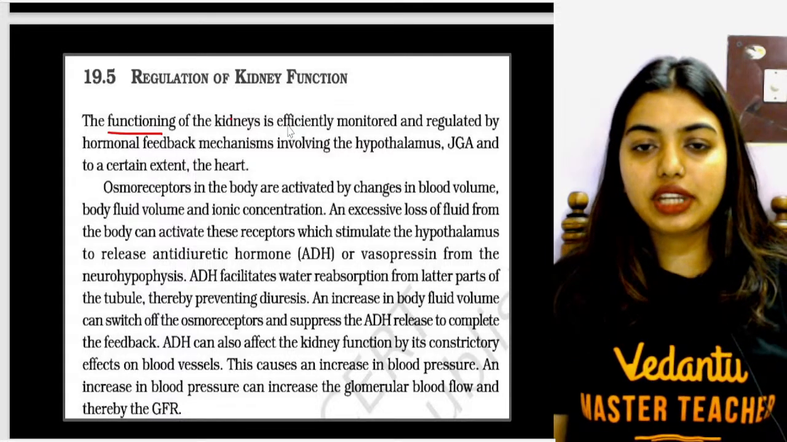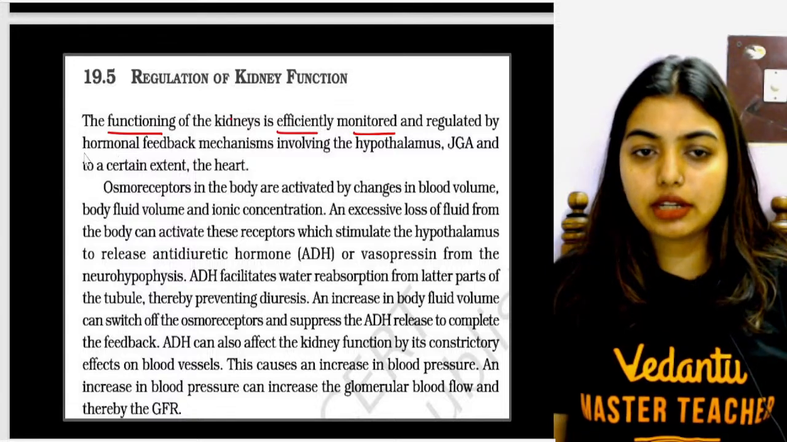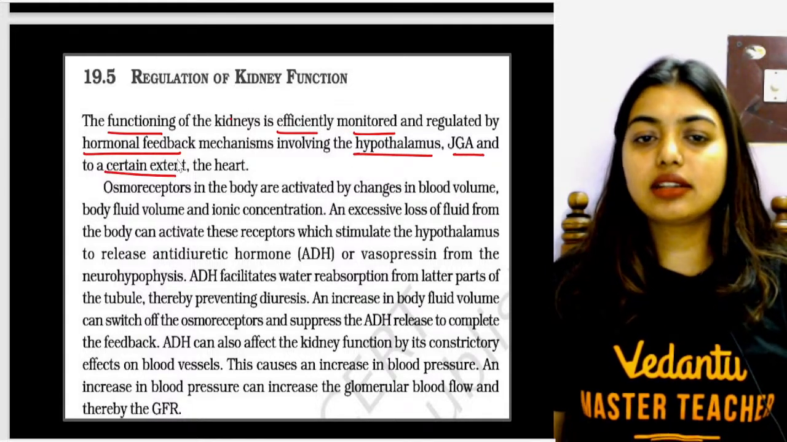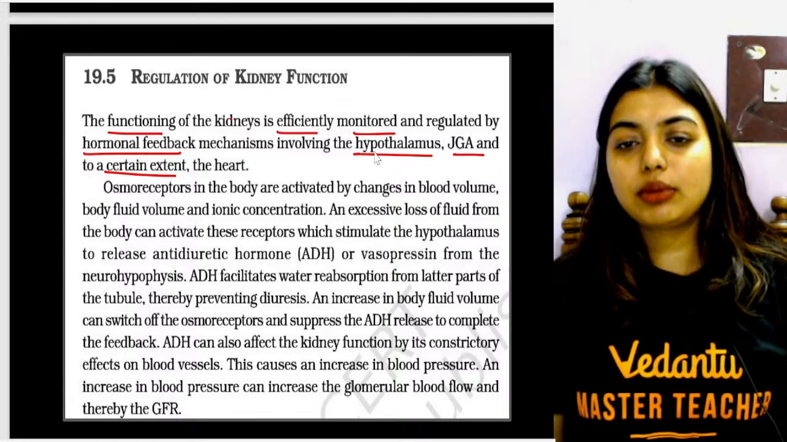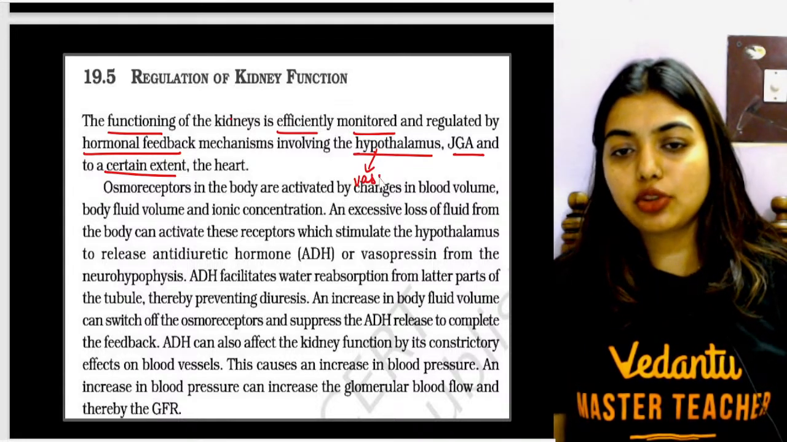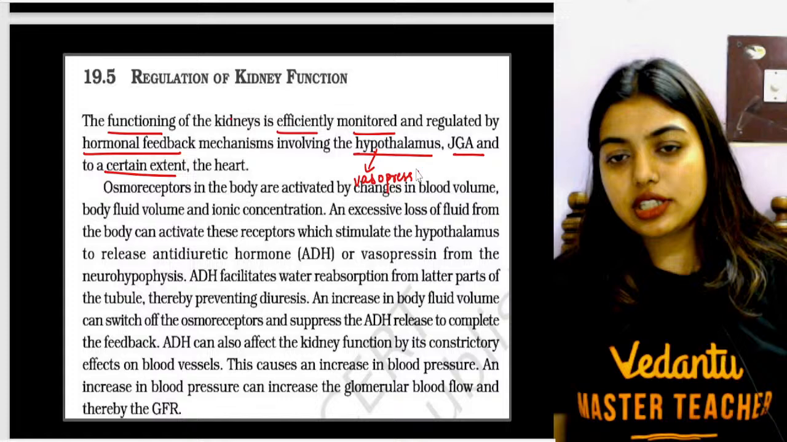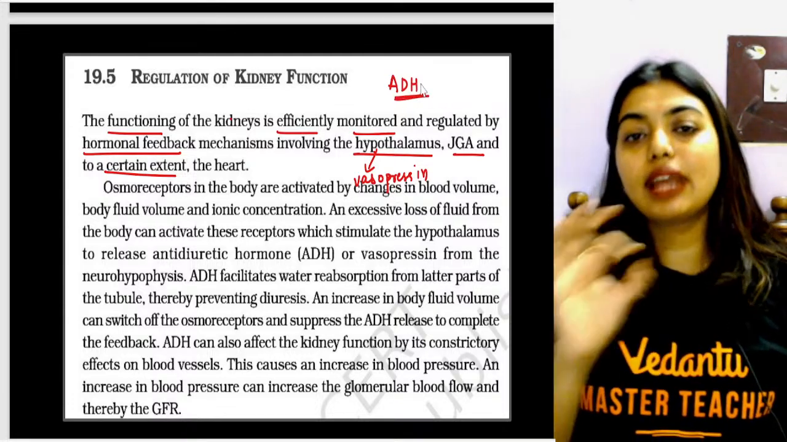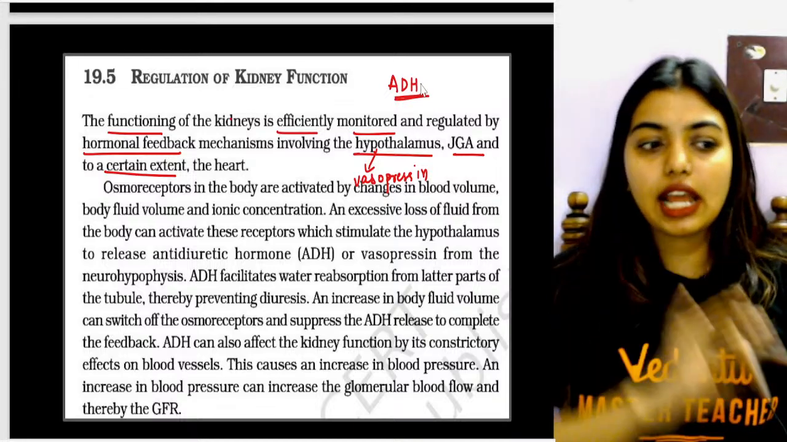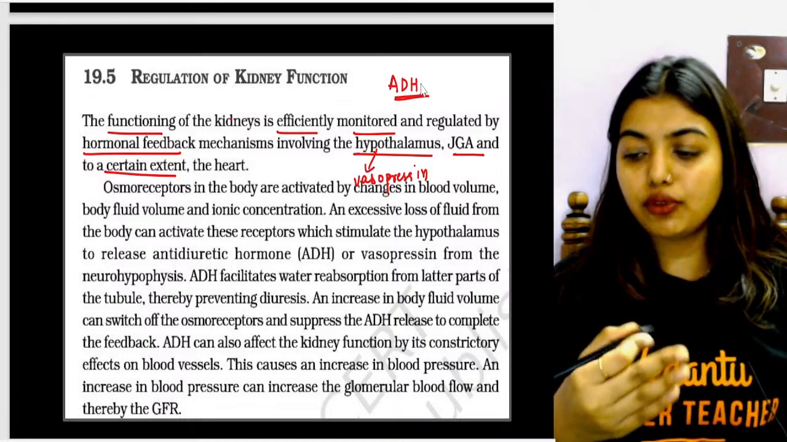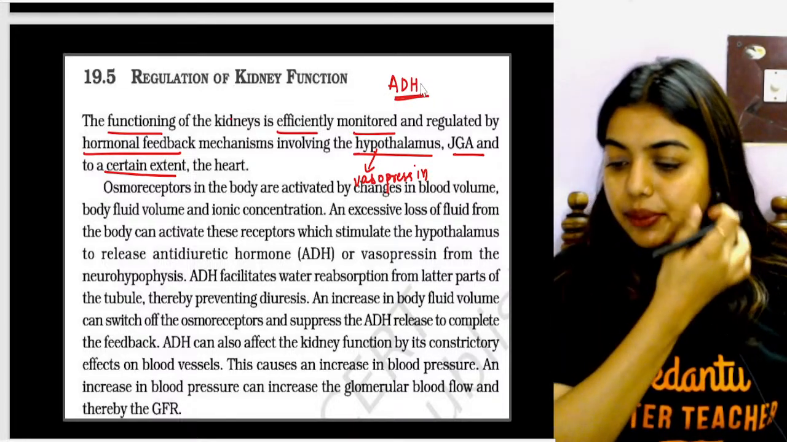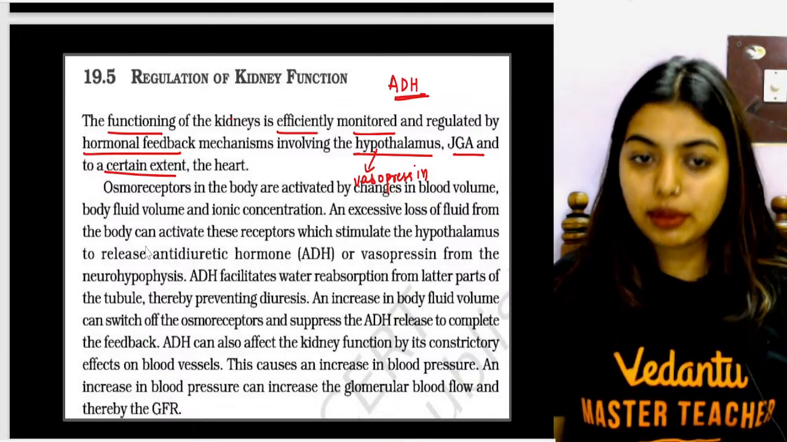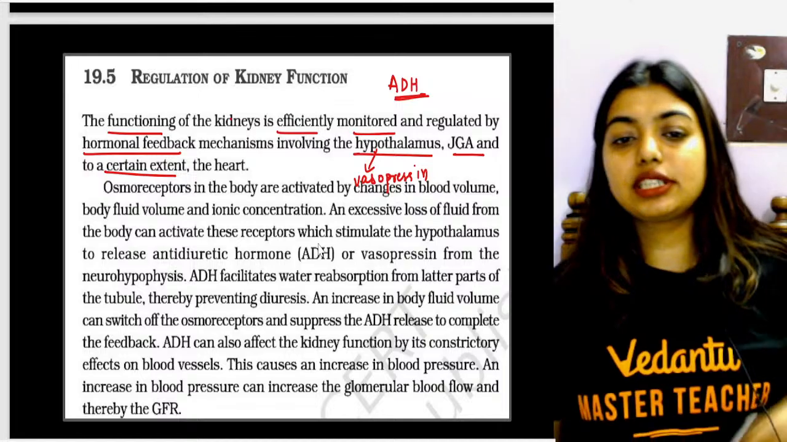The functioning of the kidney is efficiently monitored and regulated by a hormonal feedback mechanism involving the hypothalamus, JGA, and to a certain extent the heart. Here they're talking about the hypothalamus because we need to release vasopressin, an anti-diuretic hormone, which helps whenever there is a lack of water or lots of water. Now, an excessive loss of fluid from the body can activate these receptors which stimulate the hypothalamus.